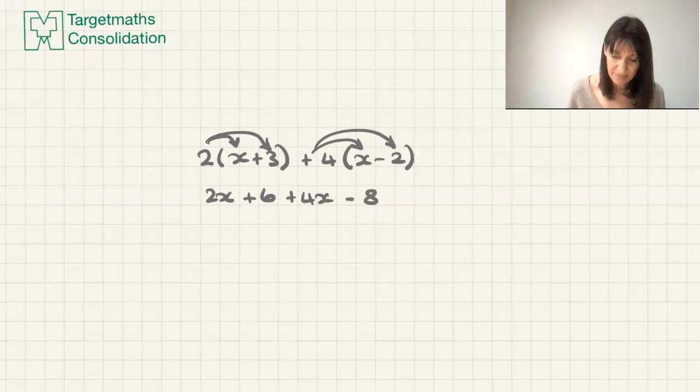Now we collect up and group our x's. We've got 2x plus 4x is 6x. And then we do our numbers. We're at 6 on the number line. That's positive. So we're at 6. I'm being told to move down 8 places. That will take me to minus 2. If you got that right, well done.